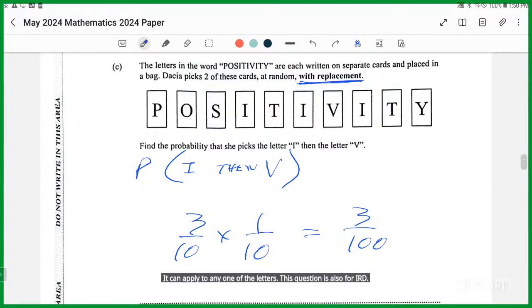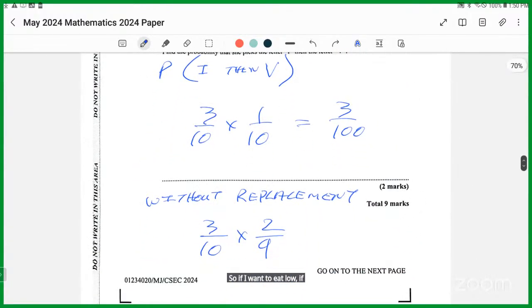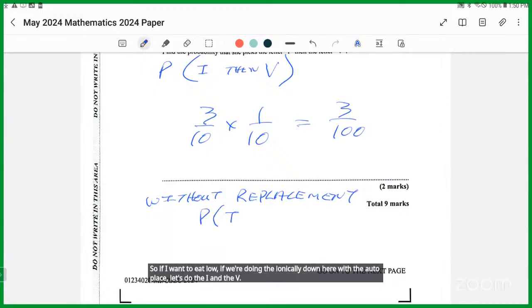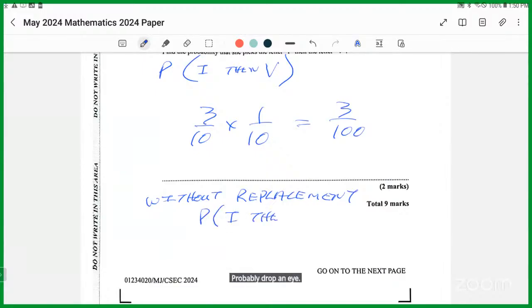So if we were doing the I and the V down here without replacement, let's do the I and the V. Probability of an I, then a V. But this time we're doing it without replacement. So you're not putting it back.